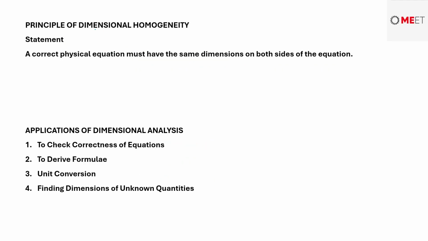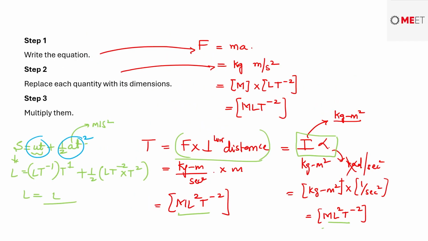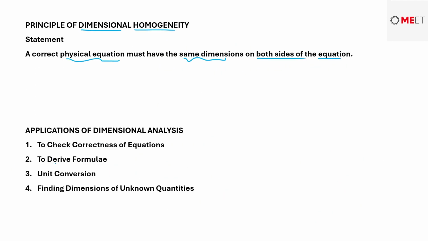Next is the principle of dimensional homogeneity. This says that the physical quantity should have the same dimensions on both sides of the equation. We have seen this already in the slide. If you check and evaluate, each of the terms is going to give the same dimensional formula. Application of dimensional analysis: it is used to check the correctness of the equation, to derive the formula, for unit conversion, and for finding the dimensions of unknown quantities.